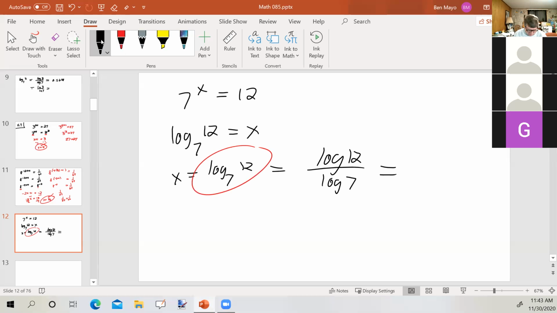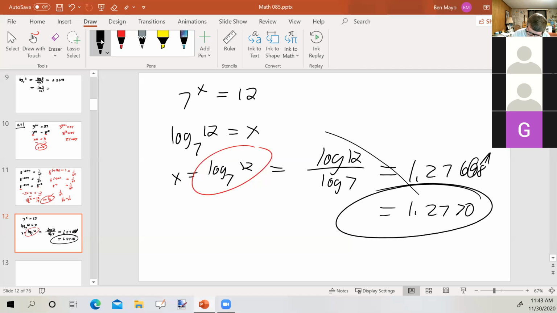So log of 12, close it up, divided by log of 7, close it up, and I get 1.27698. We're going to round to 4 places. The 8 would round up, so 1.2770 is approximately the answer. So 7 to the 1.2770 power should be approximately 12, not exact because we did round off. So we changed an exponential equation to a logarithmic equation, then we used the change of base formula to get the answer. Any questions on that?